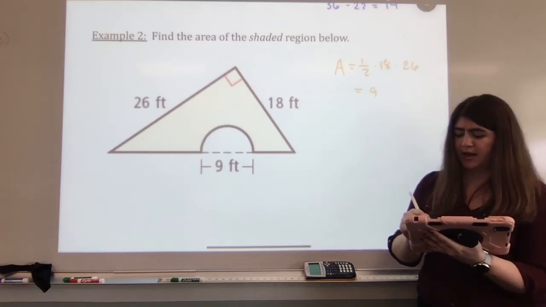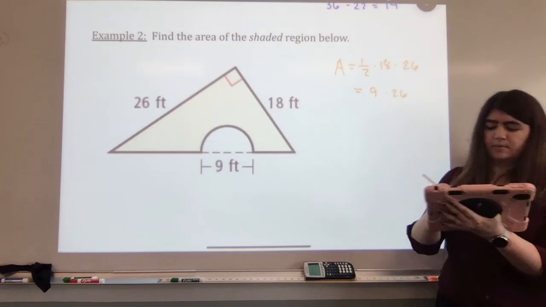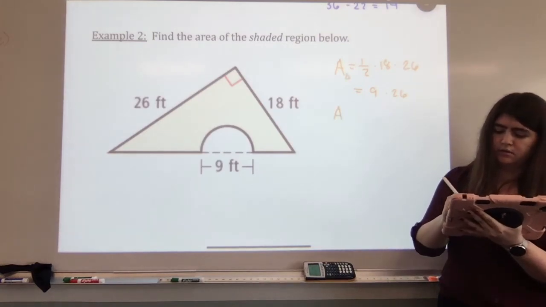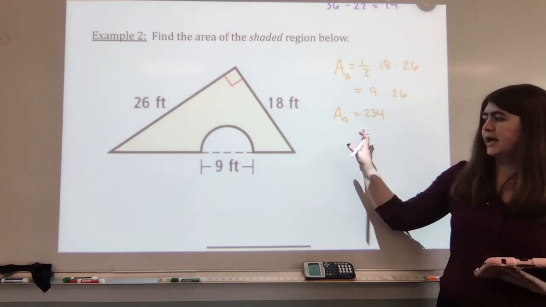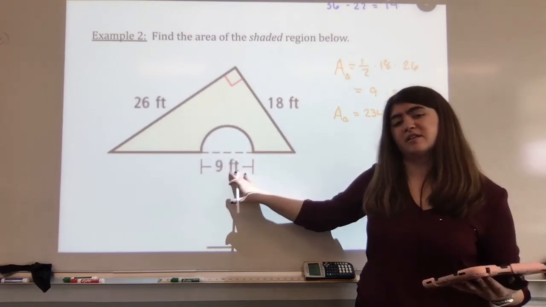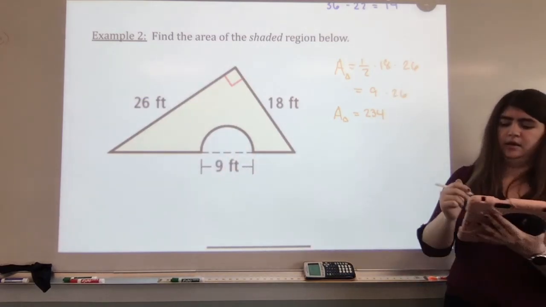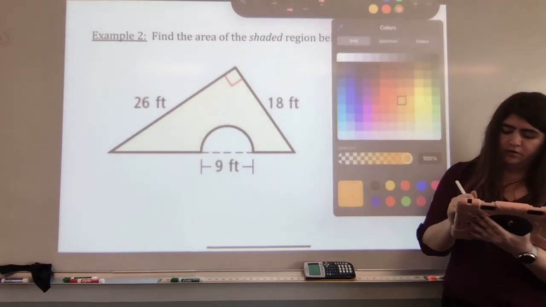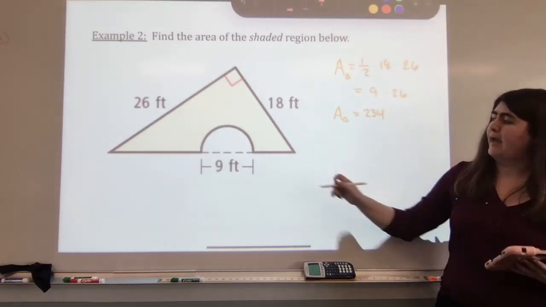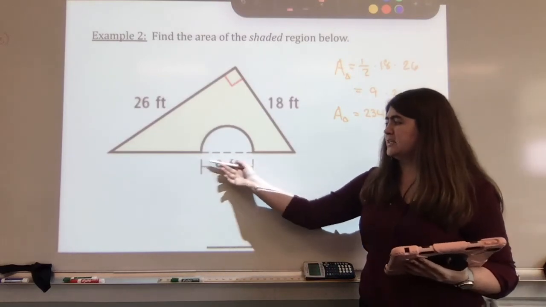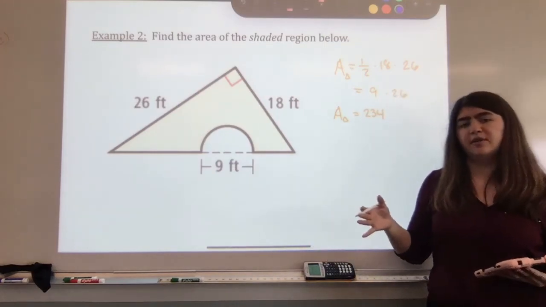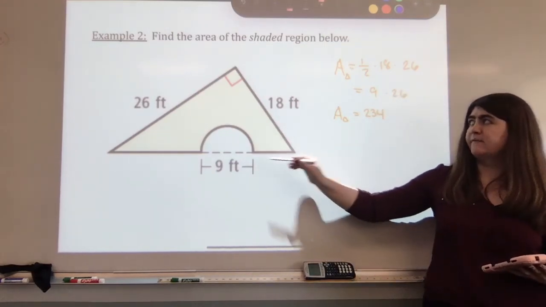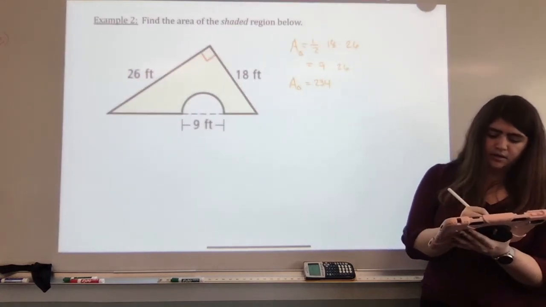Half of 18 is 9, so I really have 9 times 26, which means that the area of my triangle is equal to 234. Since I know that, I can now move on to getting the area of this cutout and then subtract it from my known area of the triangle. So my cutout is a half a circle, and it shows that my diameter is 9 feet. So if I know the diameter is 9 feet, then I can cut that into 2 and use that as my radius to find the area of this circle. So I have 9 divided by 2 equals 4.5.